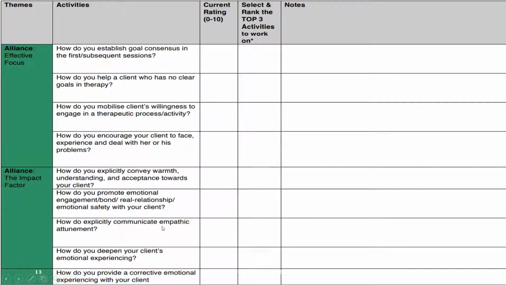How do I explicitly communicate empathic attunement? How do I deepen my client's emotional experiencing? And how do I provide a corrective emotional experience with my client?